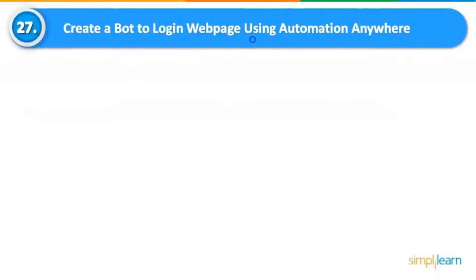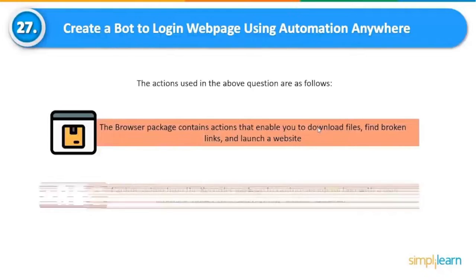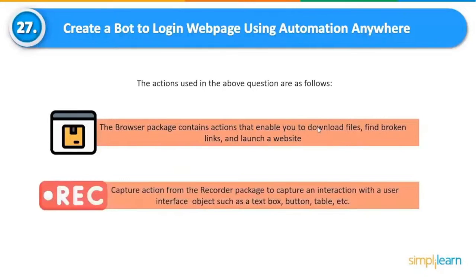Create a bot to login web page using Automation Anywhere. Actions using the above question are as follows. We will use the browser package that contains actions that enable you to download files, find broken links and launch a website. It contains a capture action from the recorder package to capture an interaction with the user interface object such as text box, button, table, etc. Let's go to the Automation Anywhere control room and create a bot to login web page using Automation Anywhere.